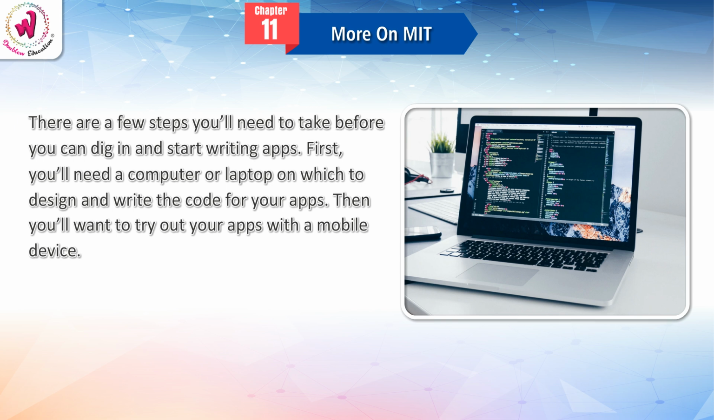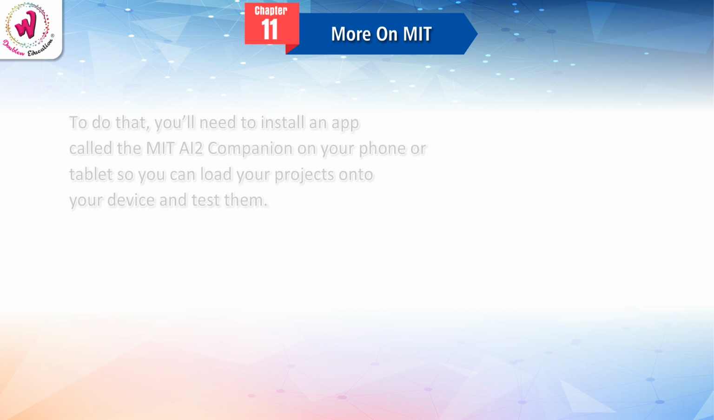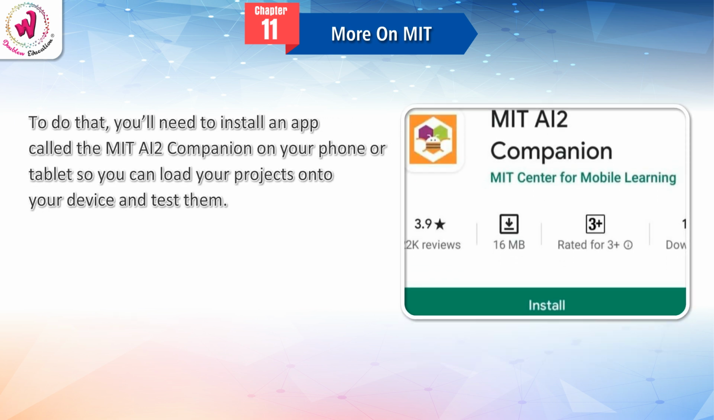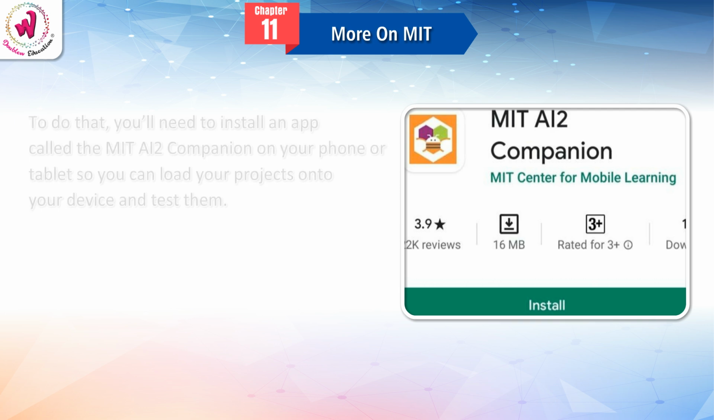First, you'll need a computer or laptop on which to design and write the code for your apps. Then, you'll want to try out your apps with a mobile device. To do that, you'll need to install an app called the MIT AI2 Companion on your phone or tablet, so you can load your projects onto your device and test them.